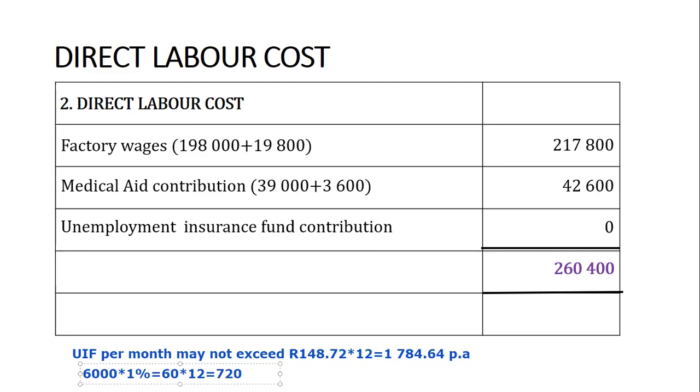So if it's less than 148.72, you record it as it is. But if it's greater than 148.72, you limit it to 148.72. Okay. We still good? All right. Let us move to the next one.